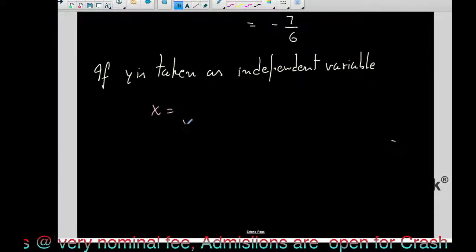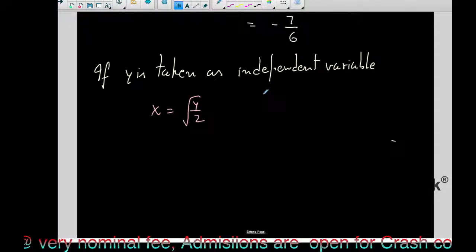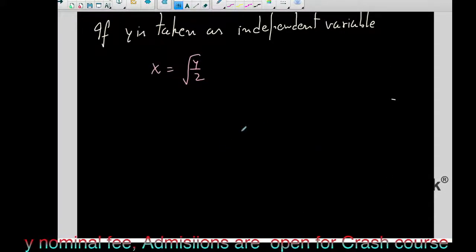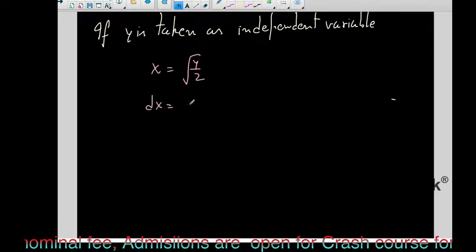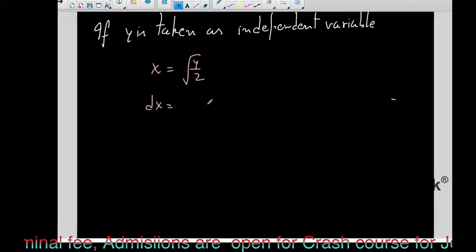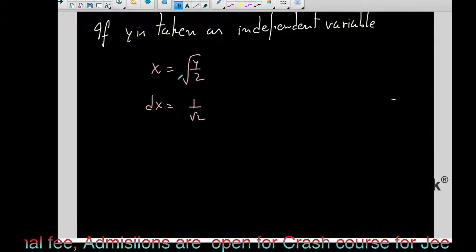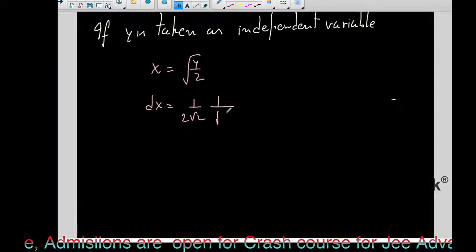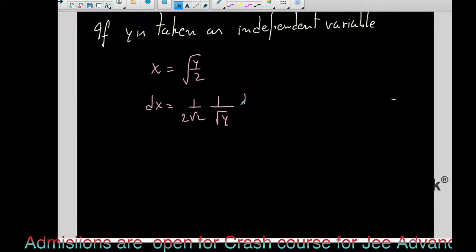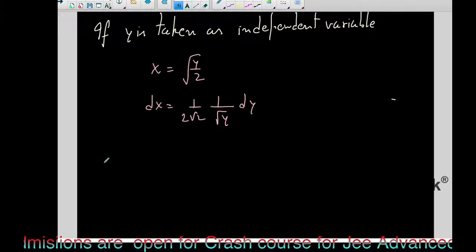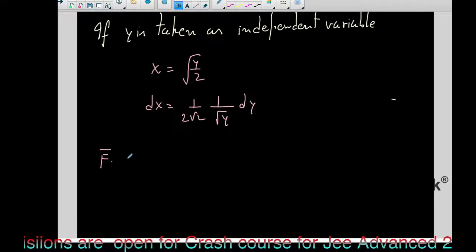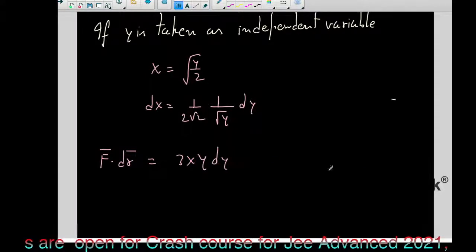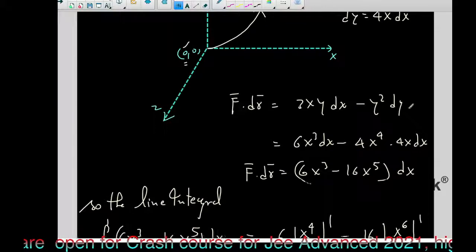Let's see whether you are getting the same result by doing this or not. So x equal to root of y by 2. This implies dx equals, what is the differential of root y? Root y differential is 1 by 2 root y. So 1 by root 2, and here 1 by 2 root y. So better to write it this way, 1 by 2 root of y. Are you getting the differential? So f dot dr, what will you write over here? 3xy dy minus y squared dy.